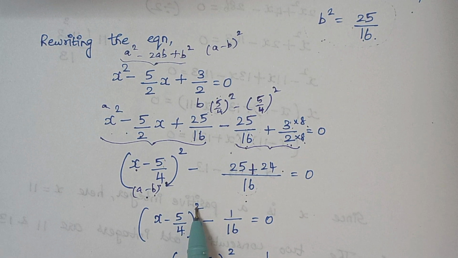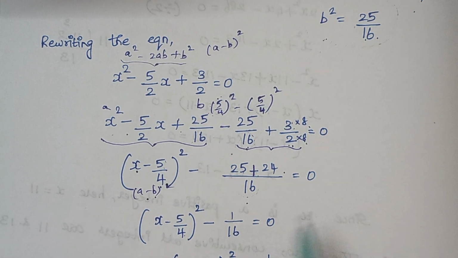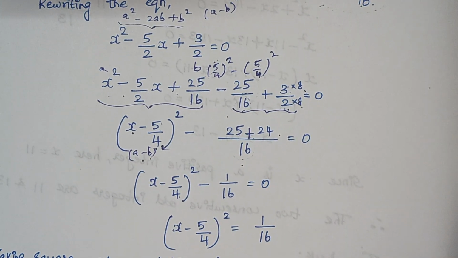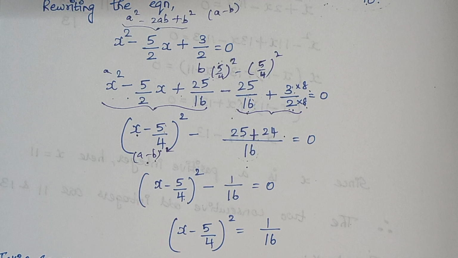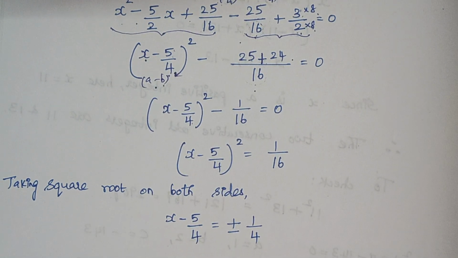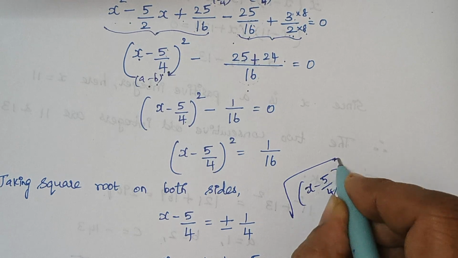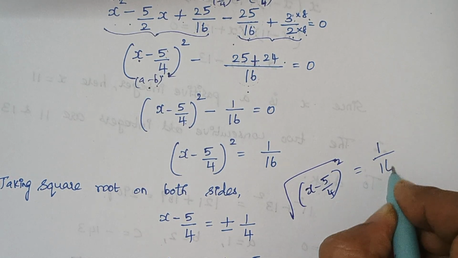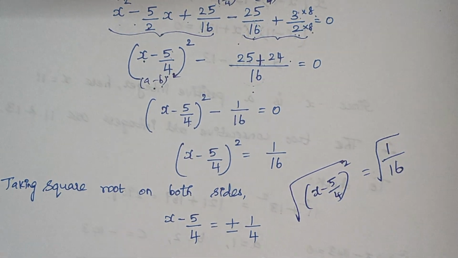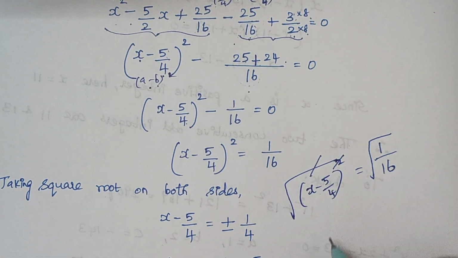x minus 5 by 4 whole square minus 1 by 16 equal to 0. So, when you move this minus 1 by 16 to the right hand side, what happens? Here it becomes plus. Now we are going to take square root on both sides. Actually, I have skipped one step, you see. Taking square root on both sides, (x minus 5 by 4) whole square equal to 1 by 16, whole square root of 1 by 16. So here you see this square and square root will get cancelled.